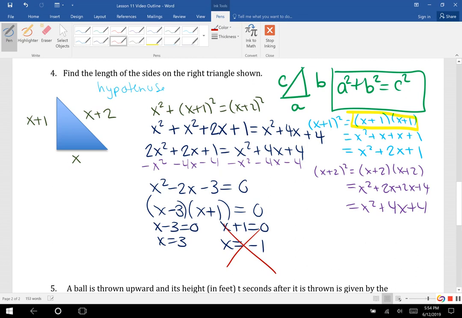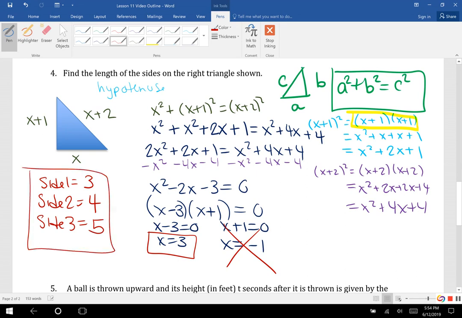So one of the sides must be 3. So I'll just say side 1 is 3. So then the second side would be x plus 1, so 4. And then that third side, x plus 2, would be 5. So the sides of this triangle have to be 3, 4, and 5.